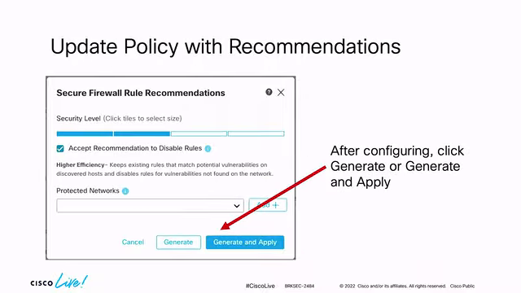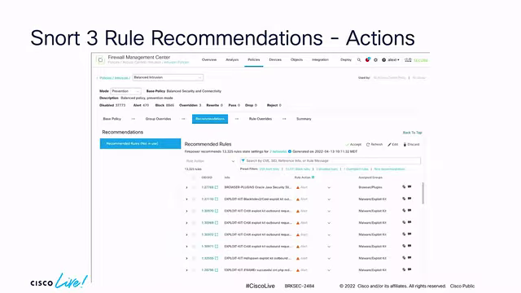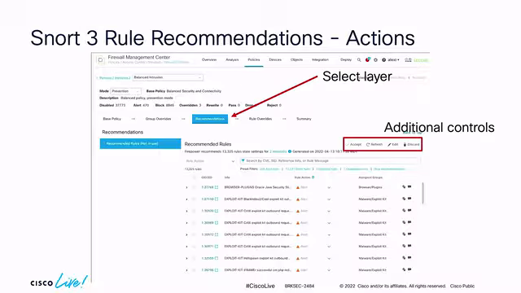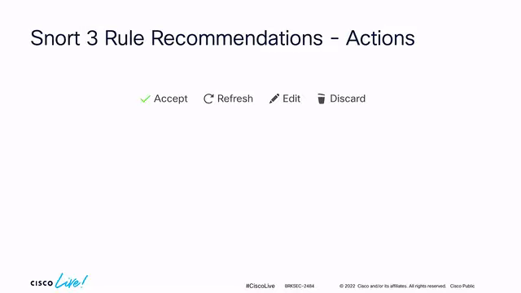Okay, so after you configure your security level and all that happy stuff, then you click either generate or generate and apply. And once you do that, you get a little change. You notice the button up there went away, so it doesn't say not in use anymore because it's in use. And then there are some buttons down here, additional controls, when you select the layer. So you'll get some links for things like accept, refresh, edit, discard.